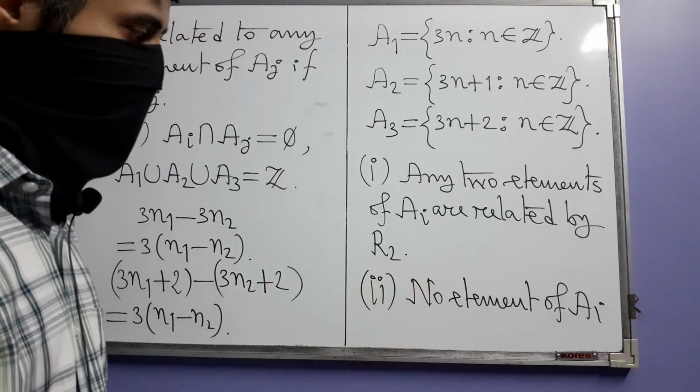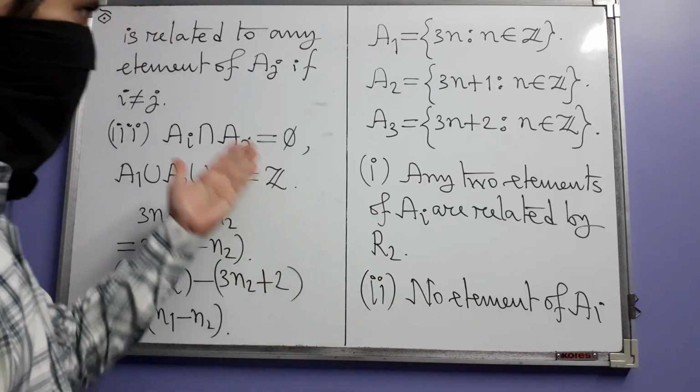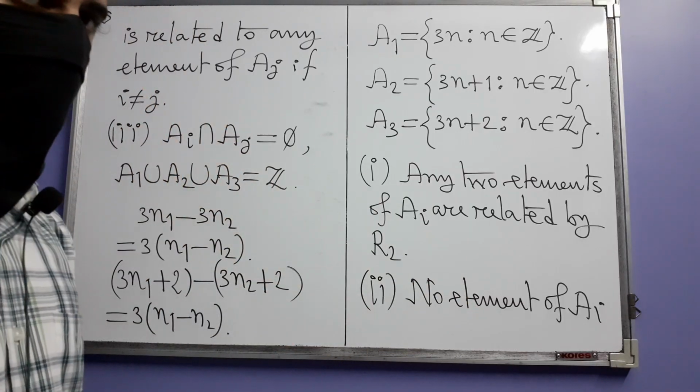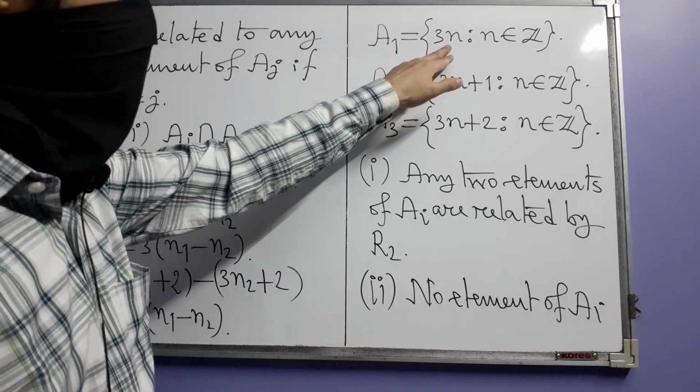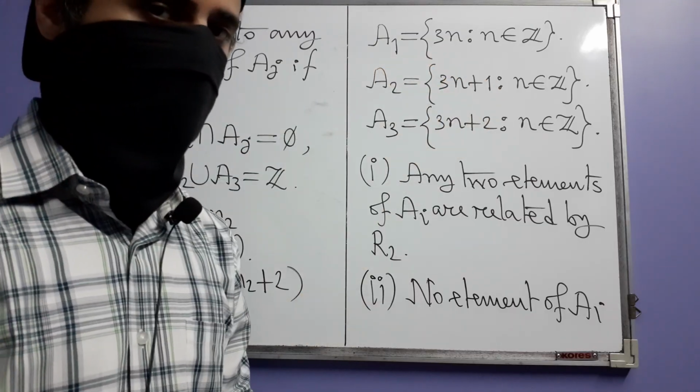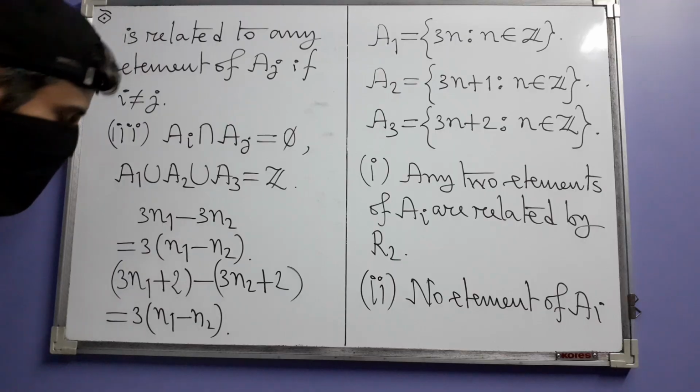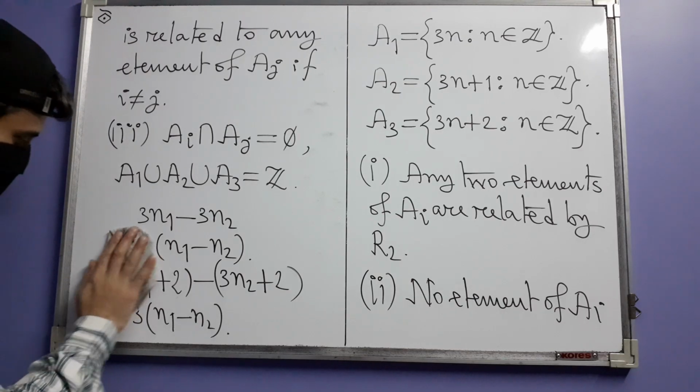Why is the second statement true? No element of Ai is related to any element of Aj. Is any 3n related to any 3n plus 1? No. Why? Well, let's see their difference.